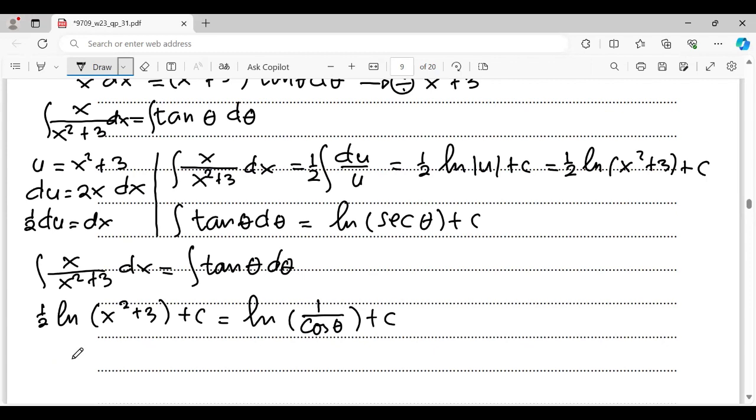And it's going to be ln of x squared plus 3, or half, and it is ln of cosine theta to the power negative 1 plus c.